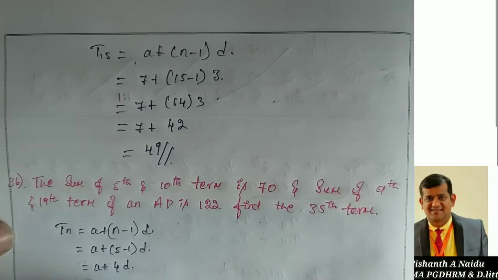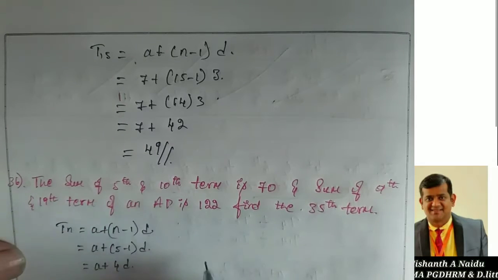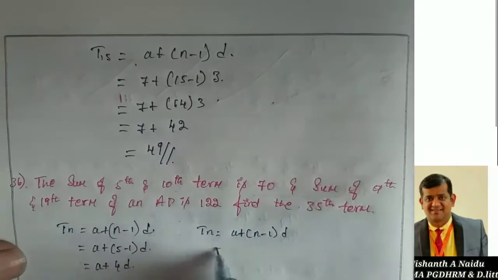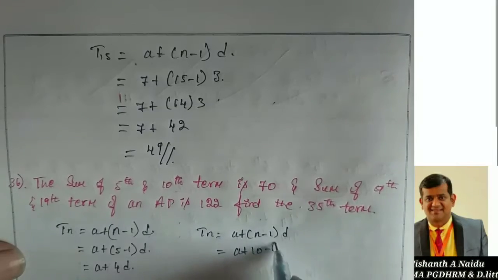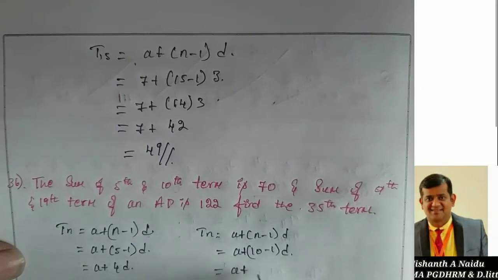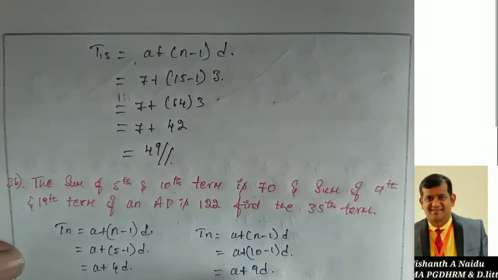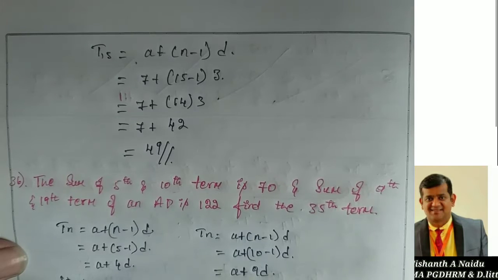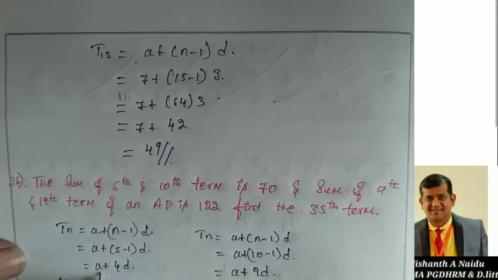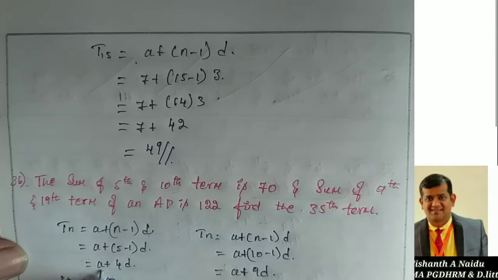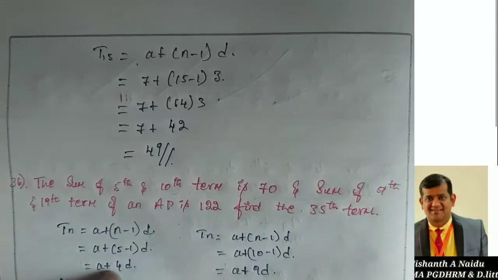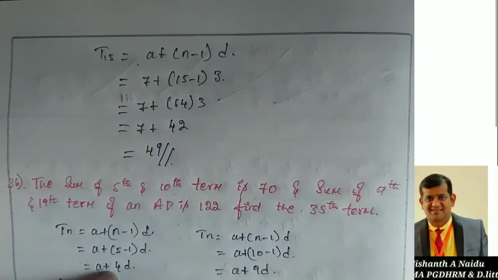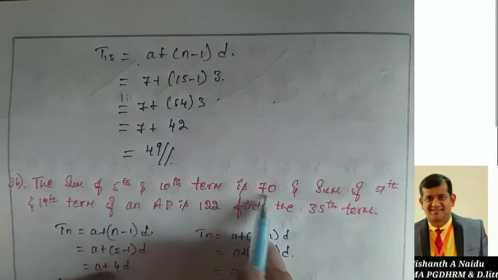Okay, so the first one I have done. For the 10th term, the same way, Tn equals a plus n minus 1 into d. So that is a plus 10 minus 1 into d, so that is a plus 9d. Together we will form an equation. So equation number 1 we are forming now: a plus 4d plus a plus 9d equals how much? 70.